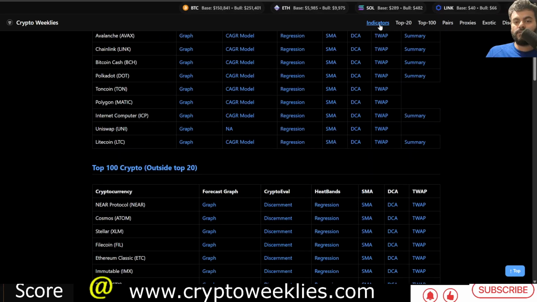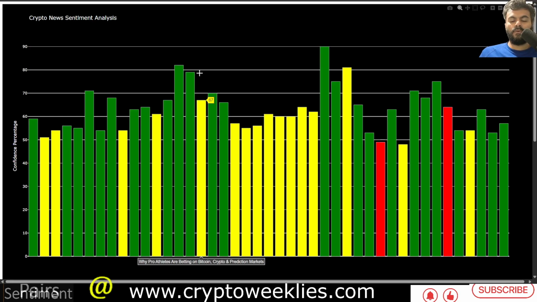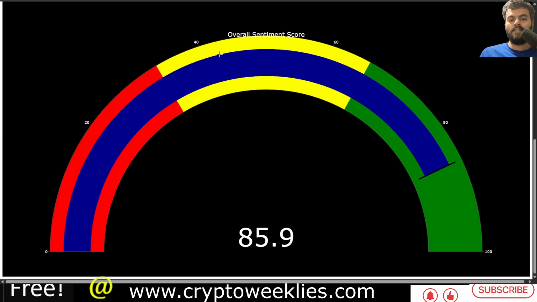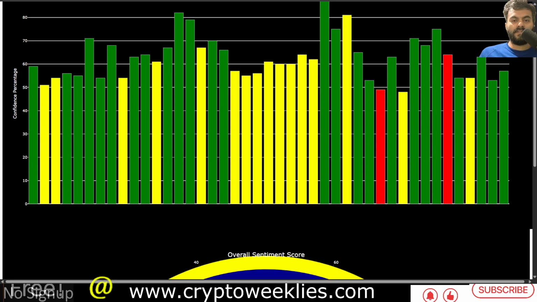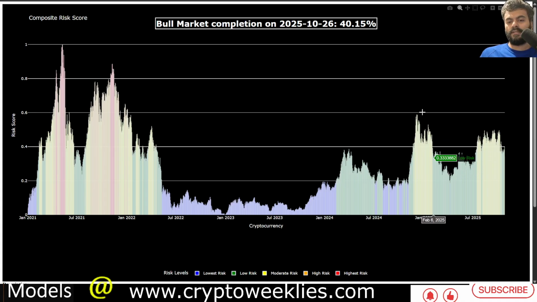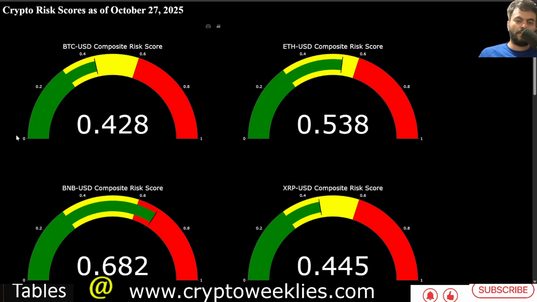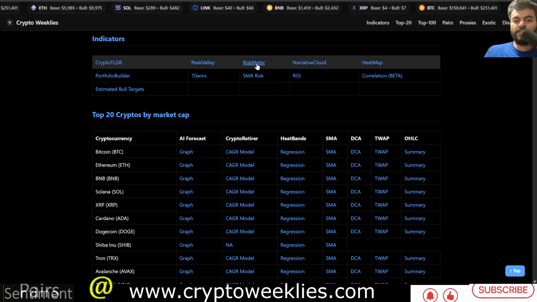Under the indicators, you would see all of this content. For the overall crypto TLDR, which is the overall news sentiment analysis over the last 24 hours, it still has a bullish bias. The peak value rate, the overall market cycle completion, is still at around 40% as of yesterday. The risk meter on some of the major cryptos such as Bitcoin and ETH is still in the middle part of this yellow territory. It has not gone into the red or area of concern section.